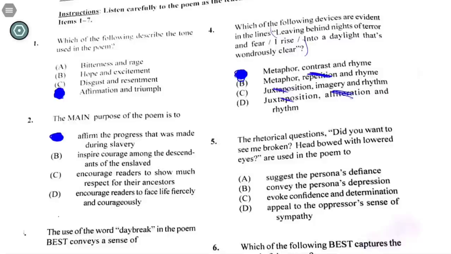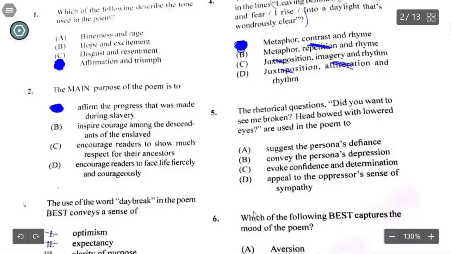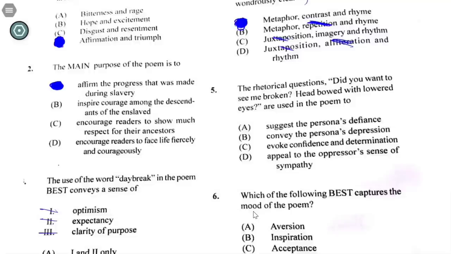Number 5, the rhetorical questions, "Did you want to see me broken, head bowed with lowered eyes," are used in the poem to A, suggest the persona's defiance, B, convey the persona's depression, C, evoke confidence and determination, or D, appeal to the oppressor's sense of sympathy. All right. First of all, A and B are out. C, to evoke confidence and determination, or D, to appeal to the oppressor's sense of sympathy.